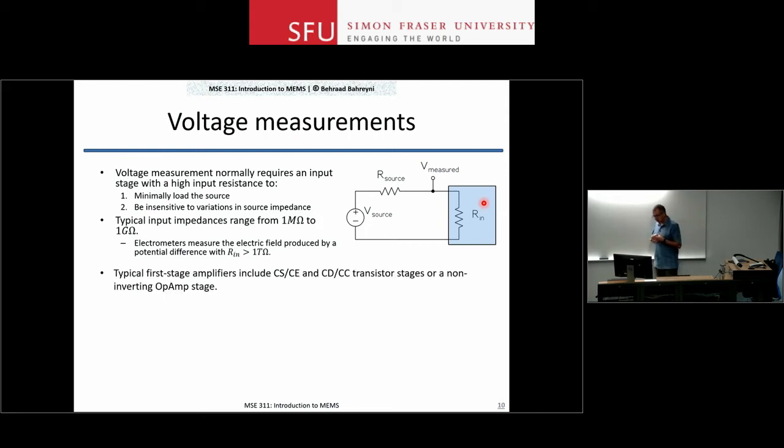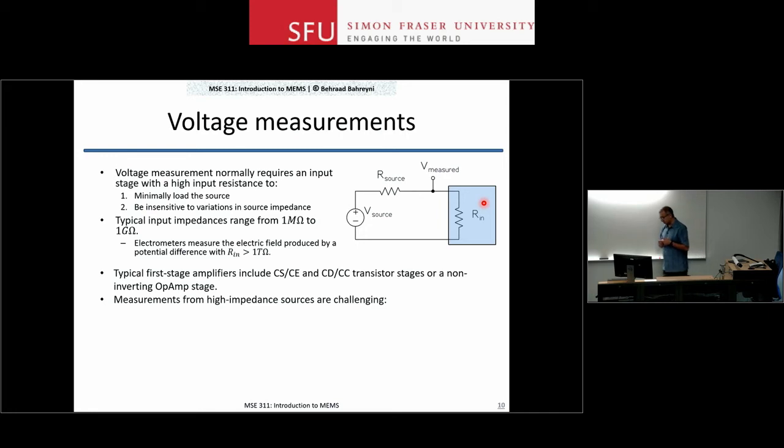Because I want a high input impedance, I need to use an amplifier stage that has a high input resistance. If you're making transistor stages, you use common source or common emitter stages or common drain or common collector stages. If you're not using a transistor amplifier, you want to stick to some, let's say, simplified version, you use a non-inverting op-amp stage. So if you choose the right op-amp, your input resistance easily can be on the order of hundreds of mega ohms or higher.